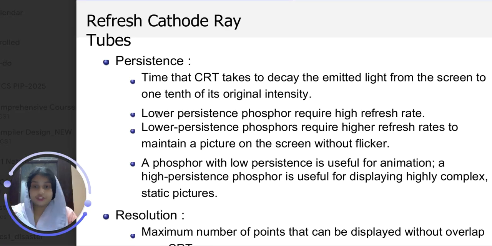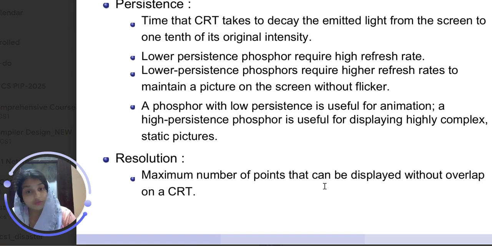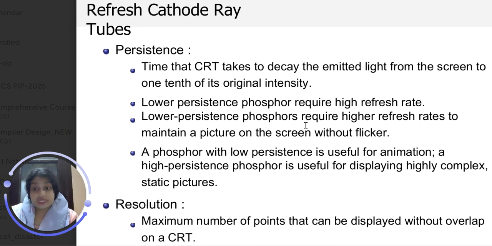Now getting into the proper definitions. Persistence is the time that a cathode ray tube takes to decay the emitted light from the screen to 1/10 of its original intensity. Lower persistence phosphors require higher refresh rates to maintain a picture on the screen without flicker. This is just an extraction of the textbook. A phosphor with low persistence is useful for animation, and a higher persistence phosphor is useful for displaying highly complex static pictures. That is about persistence.